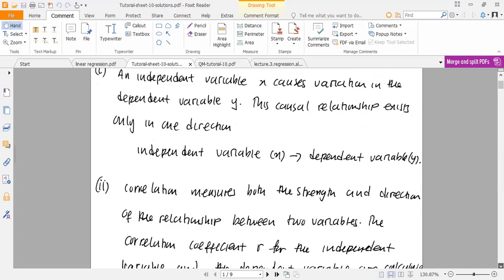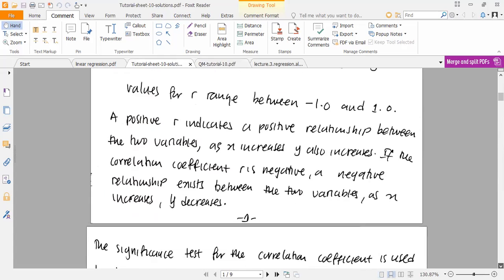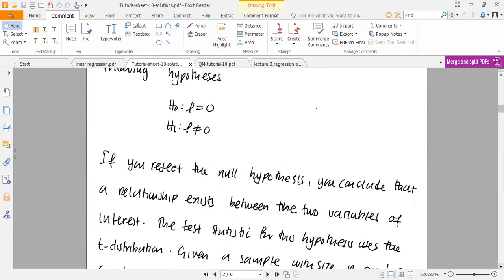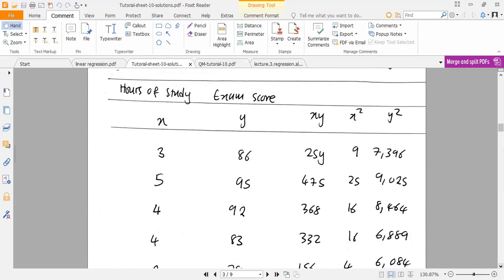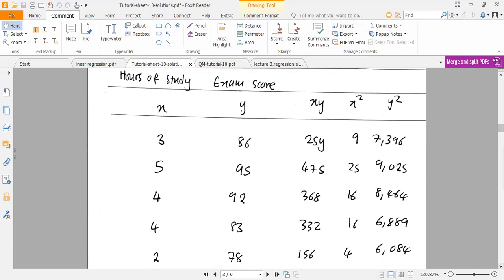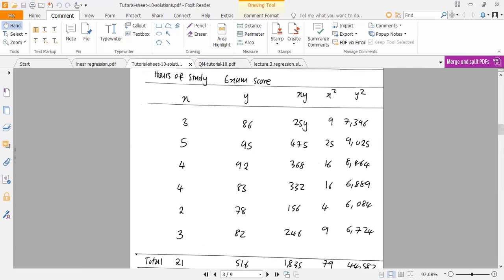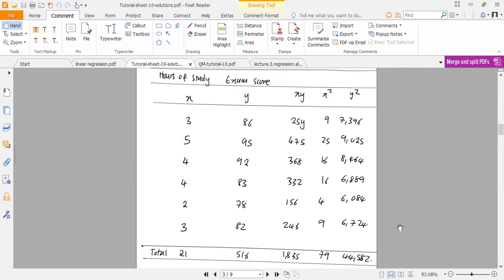Okay, so you would itemize your figures x and y, where x stands for the hours of study, and y the exam score. So you multiply x and y to get xy. You square the x column to get x squared, and the y column to get y squared. When you do the summations here, these are the figures we're getting as the totals.